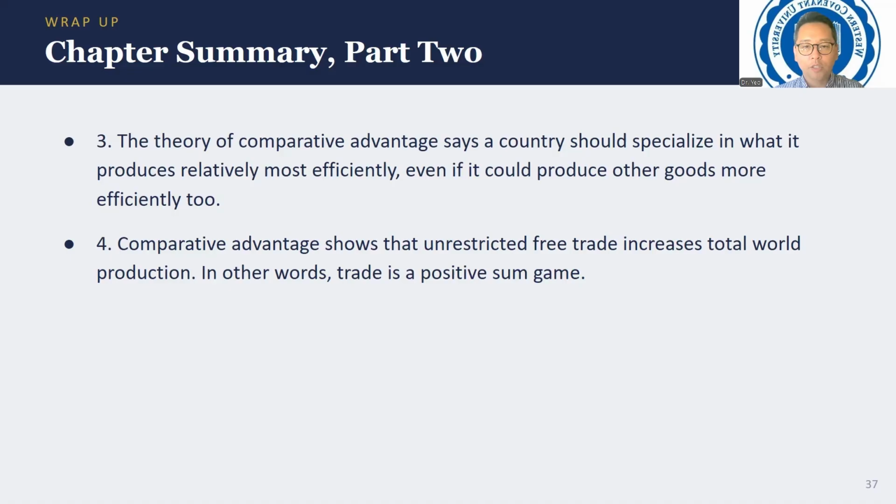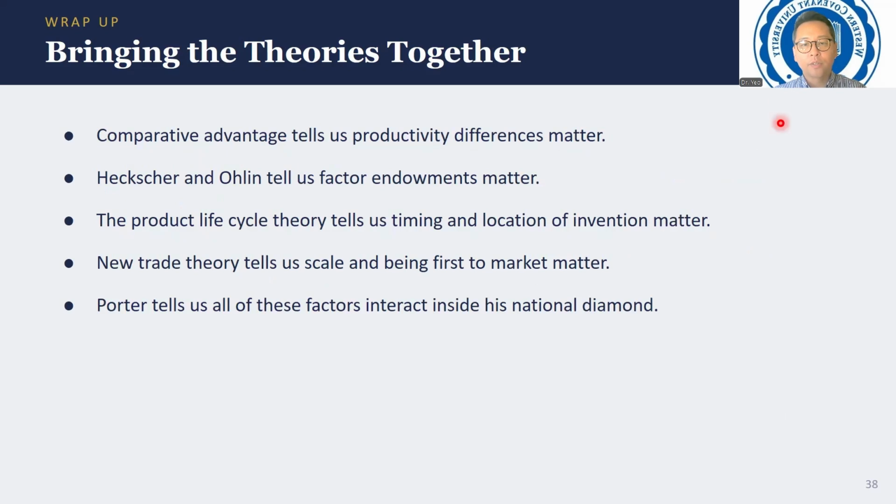These 4 points taken together explain why economists moved so strongly away from mercantilist thinking and towards supporting free trade policy. No single theory fully explains every pattern of trade we see in the real world, but together, these theories complement each other very well.